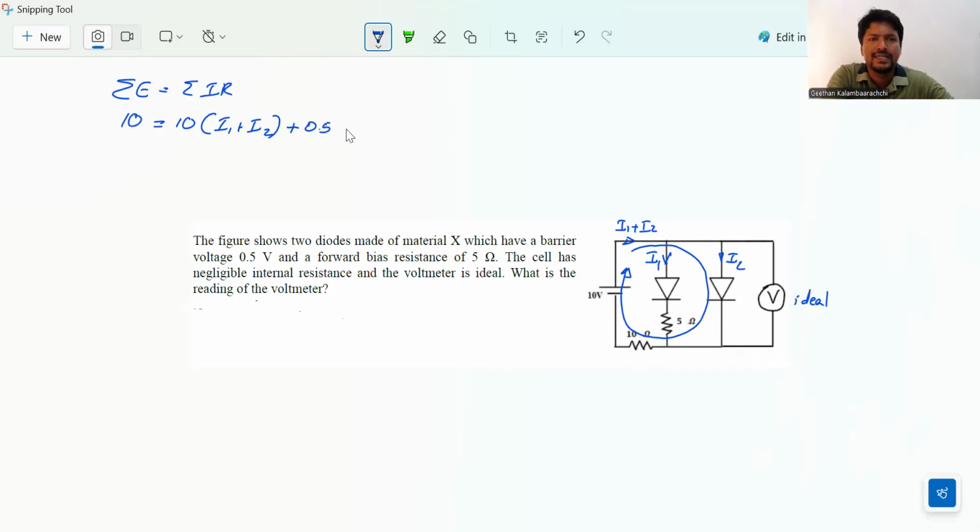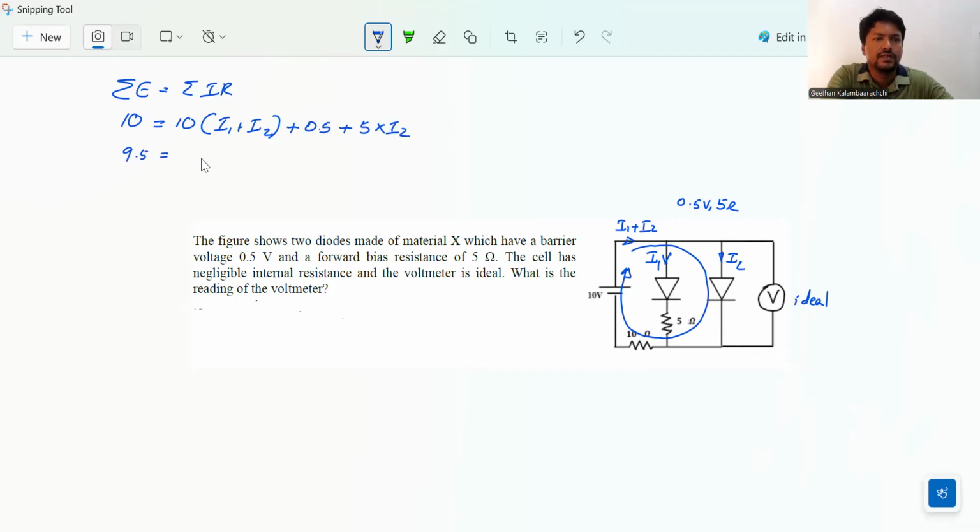Plus there's another 0.5 and a 5 ohm resistance in each of these diodes. Right, so I have written 0.5 volts and 5 ohms, and there's a 5 ohm resistance, so it's 5 into I2.